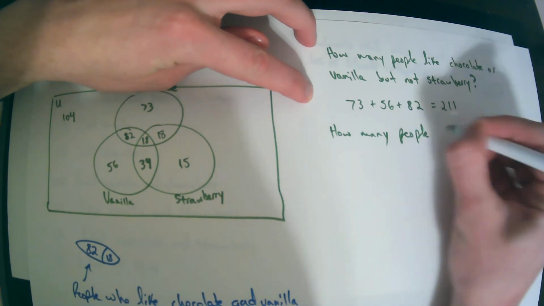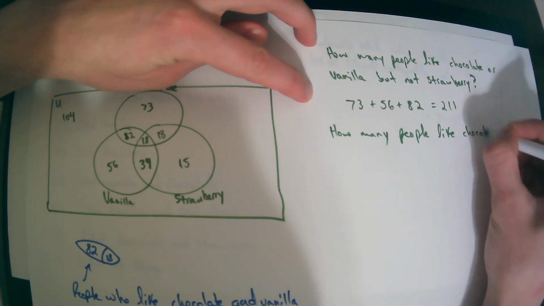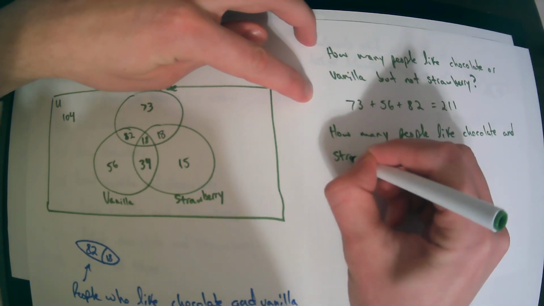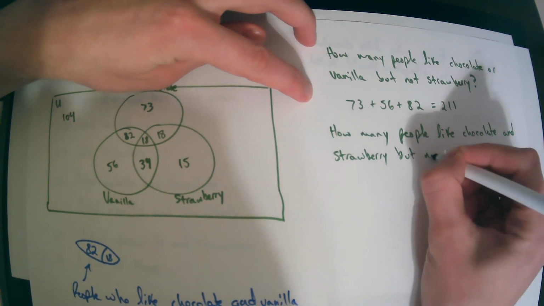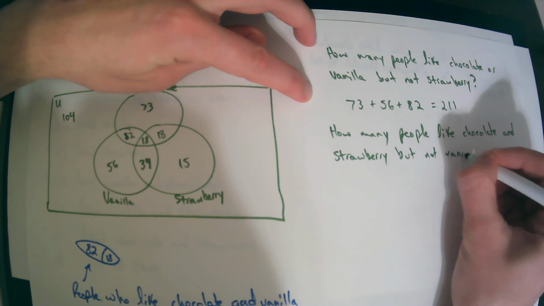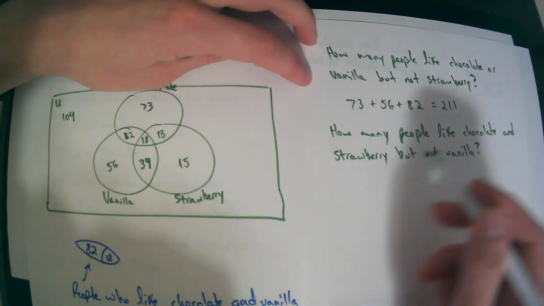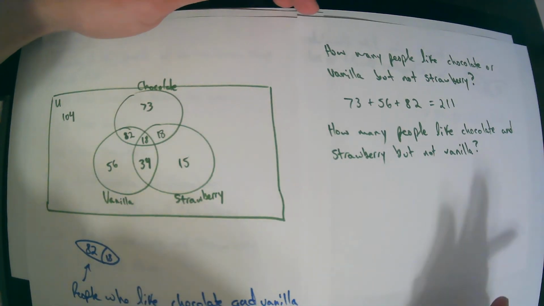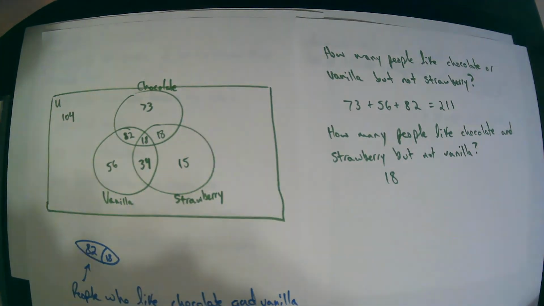How many people like chocolate and strawberry, but not vanilla? Okay, so it seems similar. But I'm going to tell you it's not, actually. Obviously it's different because it's asking about different flavors. I've rotated here looking at chocolate and strawberry, but not vanilla. The answer is only 18.